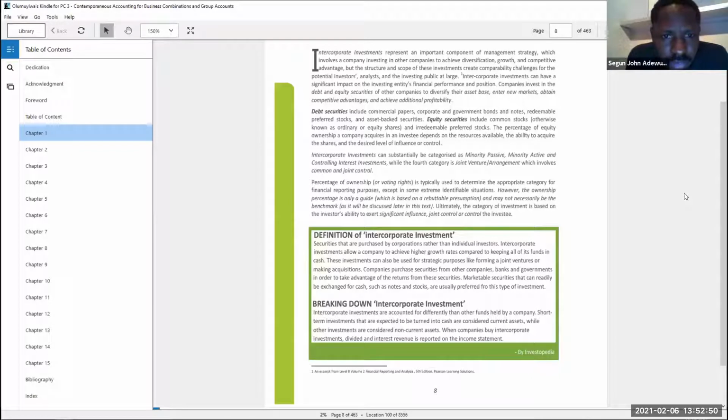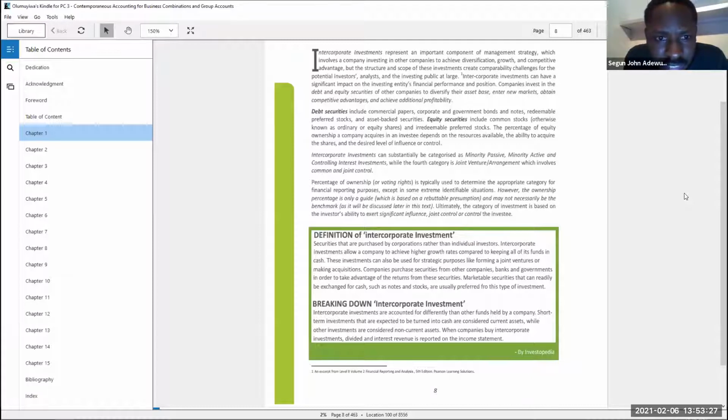Intercorporate investments represent an important component of management strategy, which involves a company investing in other companies to achieve diversification, growth, and competitive advantage. But the structure and scope of these investments create comparability challenges for potential investors, analysts, and the investing public at large. Intercorporate investments can have a significant impact on the investing entity's financial performance and position.